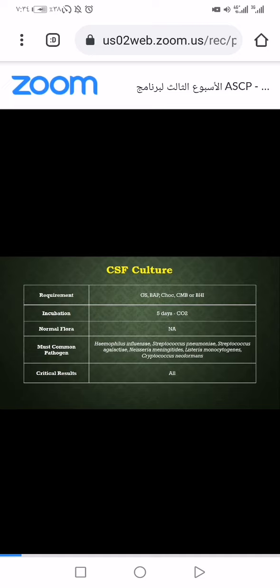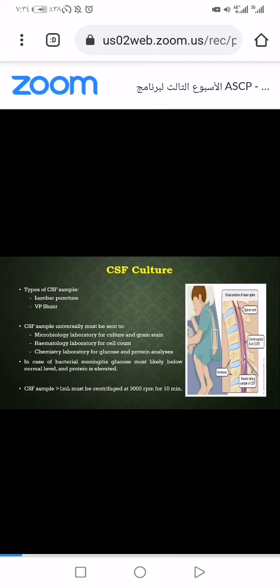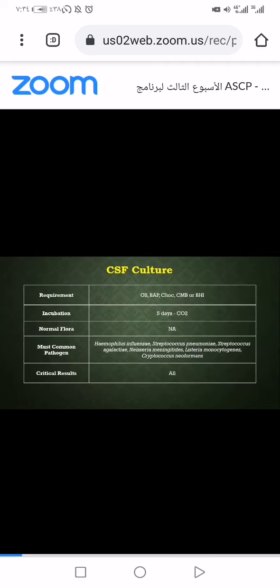The most common pathogens: Haemophilus influenzae, Streptococcus pneumoniae, Streptococcus agalactiae, Neisseria meningitidis, Listeria, and Cryptococcus neoformans. All of them are critical results. What does it mean? Any growth you get from a CSF culture, you should phone the physician, record his ID number, and document it. I call this doctor, this is his ID, number 1, 2, 3, and you document it, and that's the critical result. You have to phone them, not only send the report in the system.